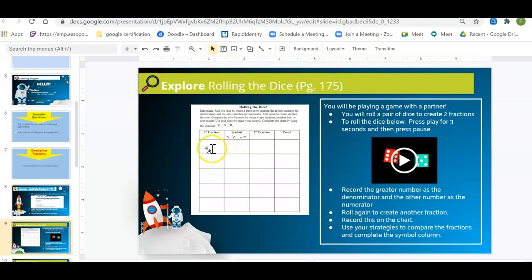So we're going to record the first fraction here, then we record the second fraction here, and then we're going to use strategies to compare the fractions and complete the symbol in the middle. So we're comparing the dice that we roll. All right, so let's go ahead and we're going to practice.